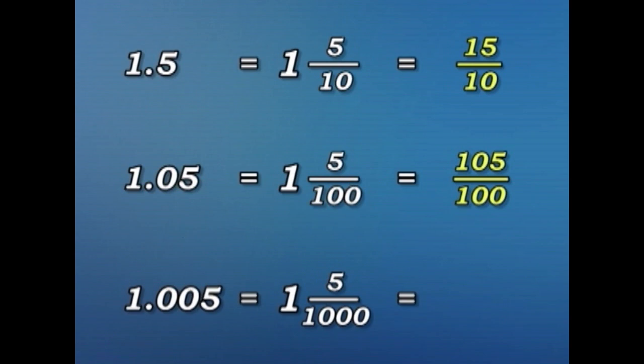1.005 is the same as 1 and 5/1000ths, and as an improper fraction, this becomes 1,005/1000ths, 1005 over 1000.